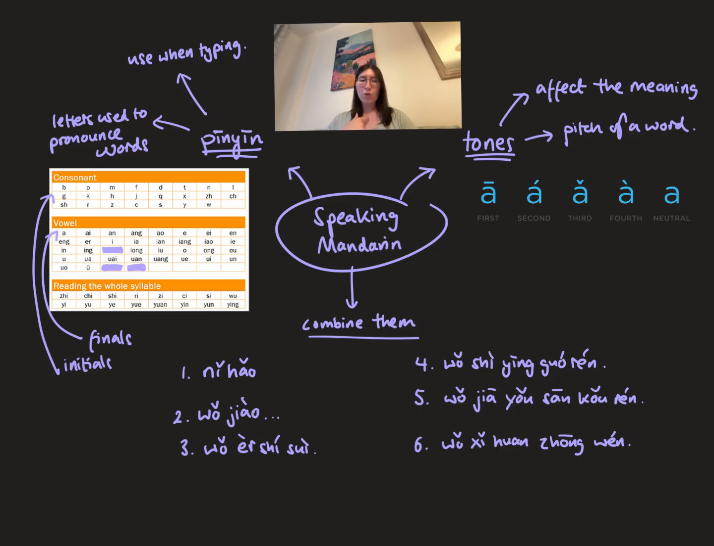Number five, 我家有3口人. So notice how we're dropping down low for all of those third tones. 我家有3口人. My family has 3 口人. Measure word, people. My family has 3 people.